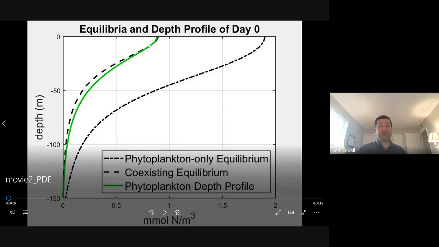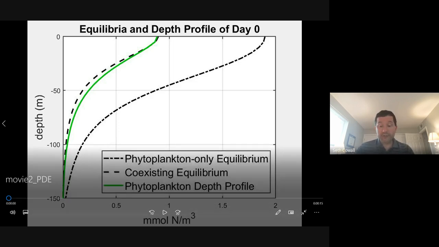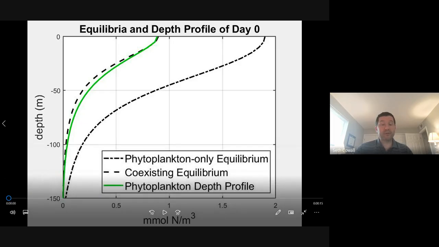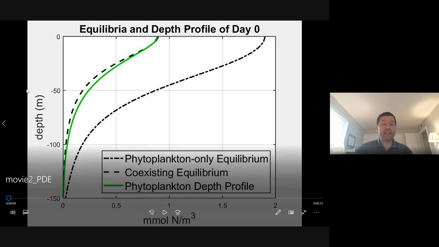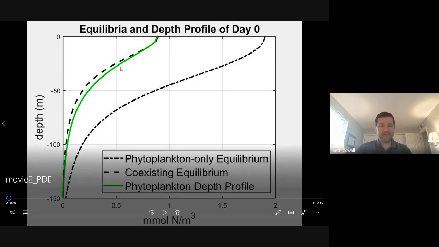The only thing that's going to move in this animation is this green curve, which is the time and depth dependent actual phytoplankton depth profile. So in the time series plot I showed you, that is the green curve. This is going to be its representation in this animation.